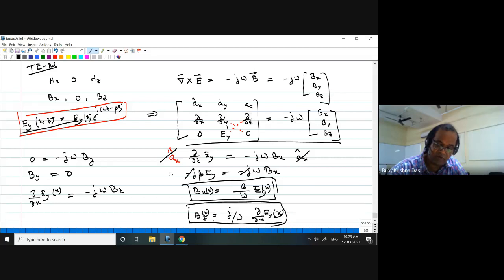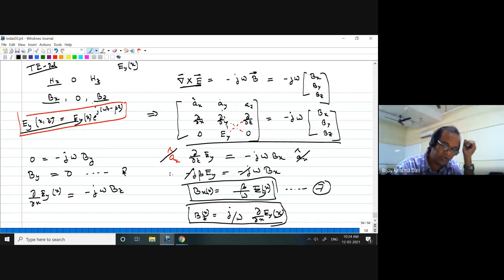So I have expressed bx and bz in terms of Ey. Once I know Ey of x, from the curl equation here, I can find bx, bz or hx, hz; just a mu multiplication is there. Let us write these as equations: this is bx, so equation number 7, this may be your 8, and this is your 9. Okay, so the 3 components are known now.